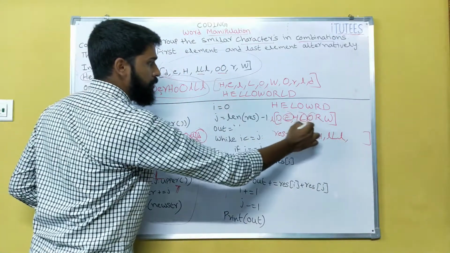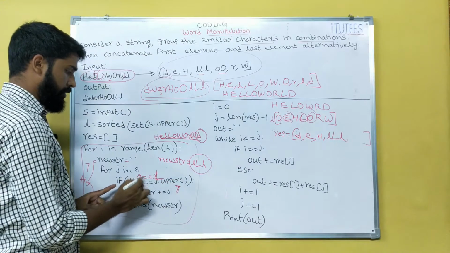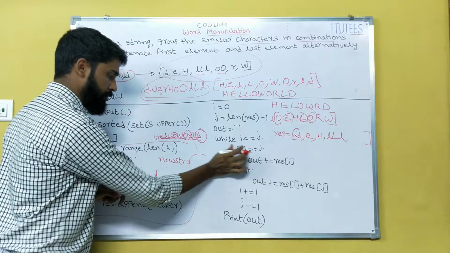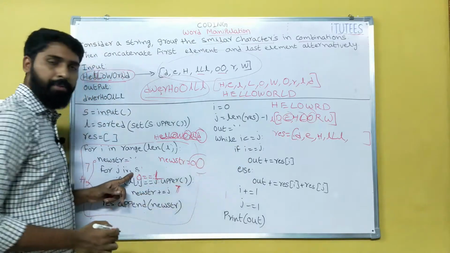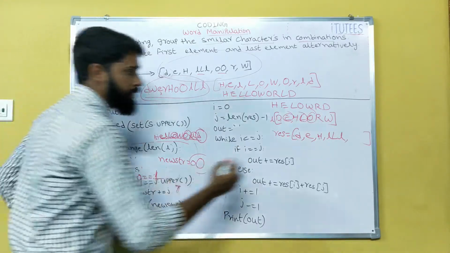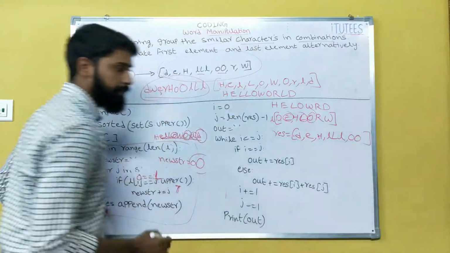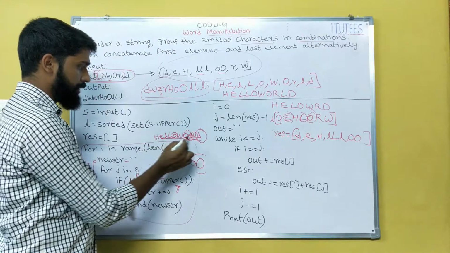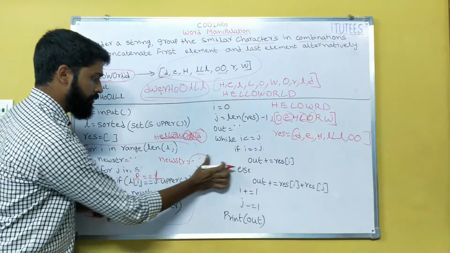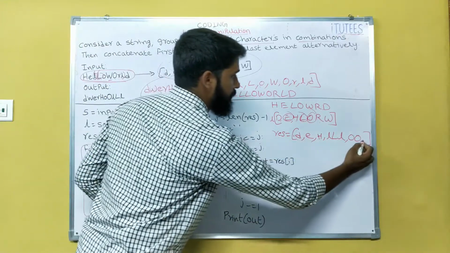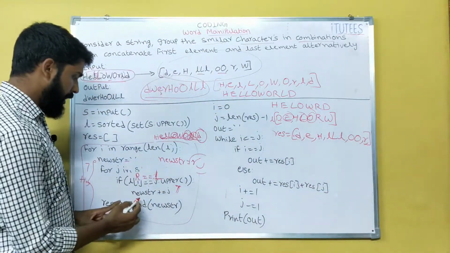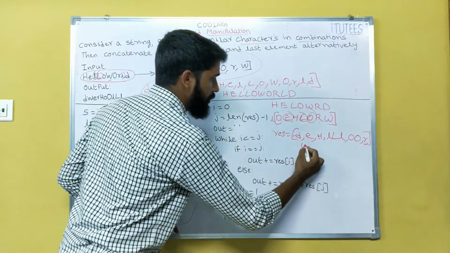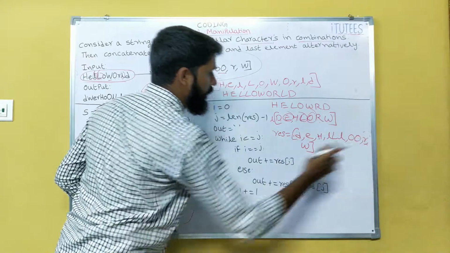So what is the next one? O. O equals H? No. In these two cases, it is true. So new string equals small o, capital O, and that is appended to RES. Next iteration, it is R. R is matched with small r, so only R is appended. In the last case, W. So W only one time, and W is also appended to RES. So this is the RES.